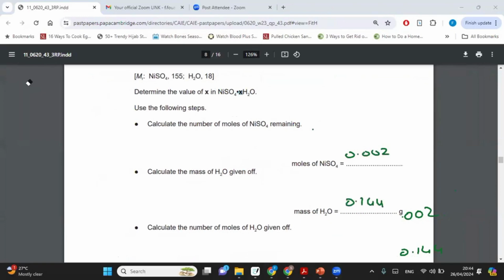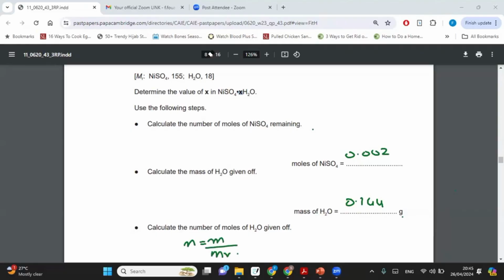So go ahead, tell me, what formula would I be applying over here? I need to find the moles of water. What information do I have? I have the mass of water. Yes, exactly. We are going to do moles is equals to mass over MR, right?